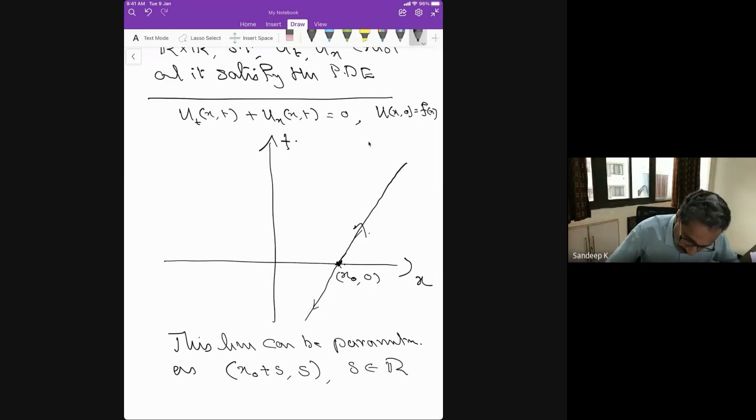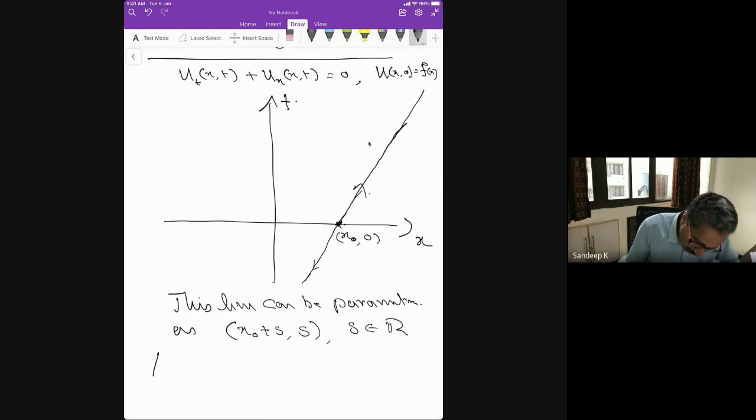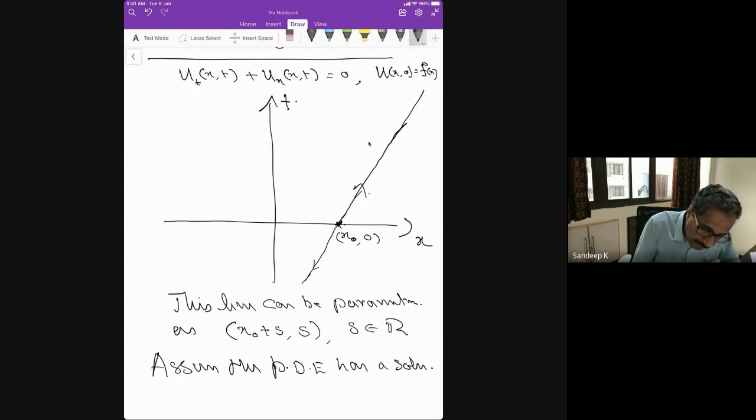Now, once you have this, what I'm going to assume is that the PDE has a solution. That means there exists a function u which satisfies these conditions. Now what I will do is restrict this u to this line.